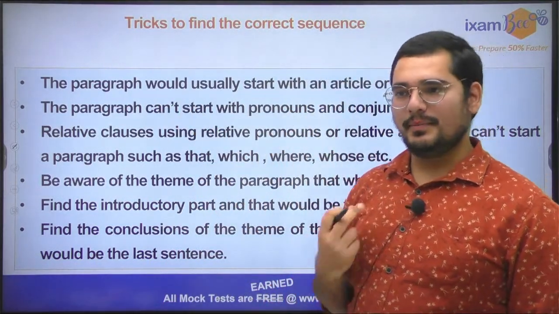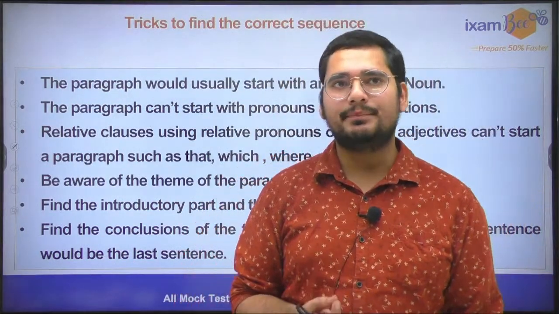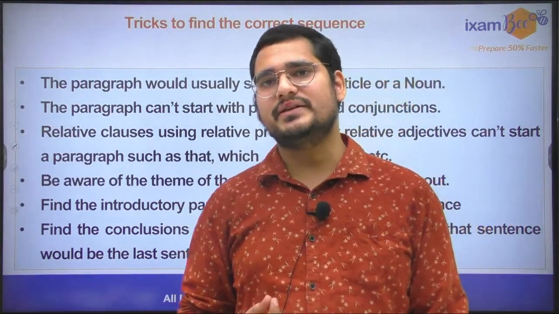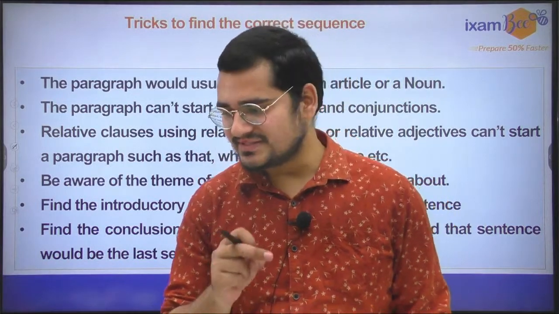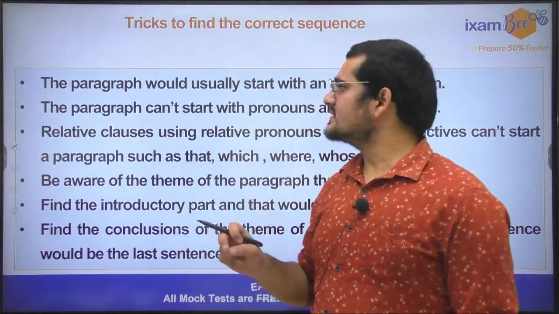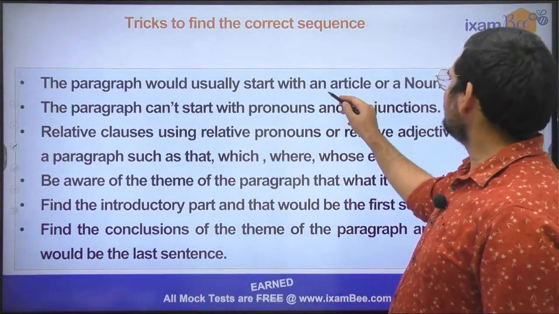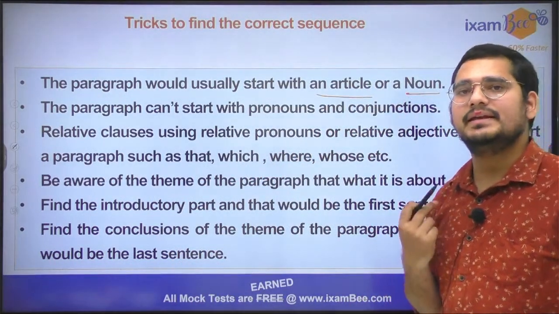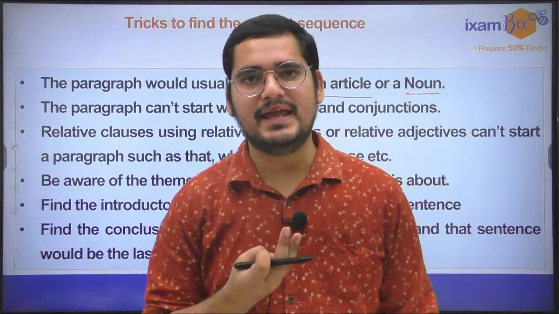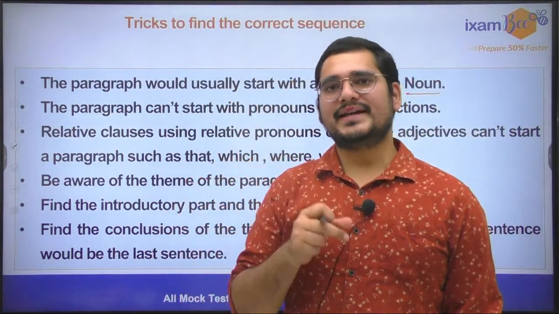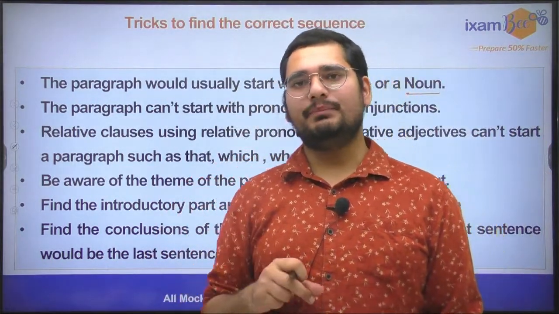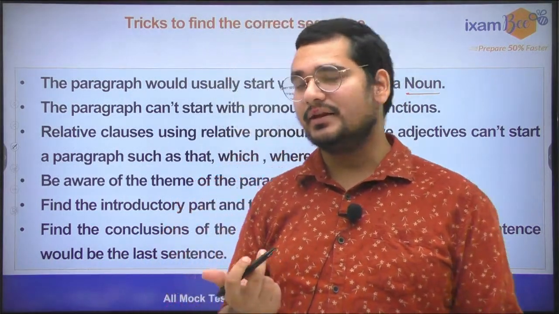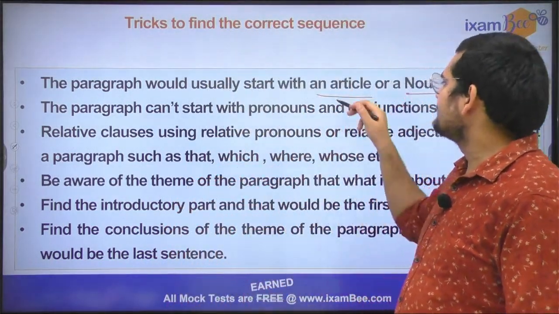So the first thing is that the paragraph would usually start with an article or a noun. यूजुअली आप देखेंगे, ठीक है, कि जो फर्स्ट सेंटेंस रहेगा या जो पैराग्राफ का स्टार्टिंग है, it can start with either an article or a noun, right? It can either start with an article, for example a, an, and the, or it can start with a noun, a name of any person or an object or anything, right? So this is the thing.